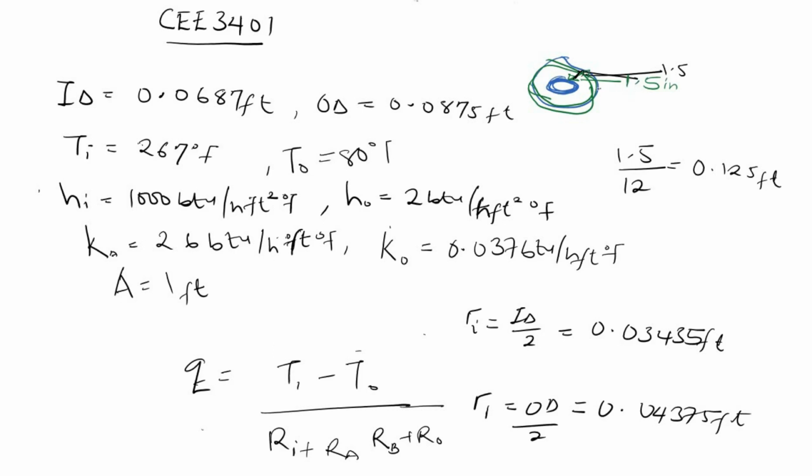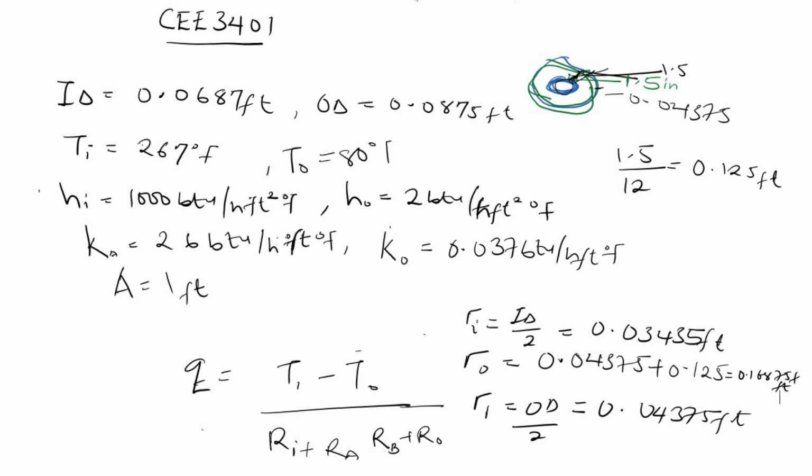And then the radius of the outer diameter also is what? 0.04375. So this R outside is going to be from where my internal diameter ends to the outer part. Therefore, I will say RO is what? 0.04375, it's already in feet, plus 0.125, which is going to give me 0.16875 in feet.